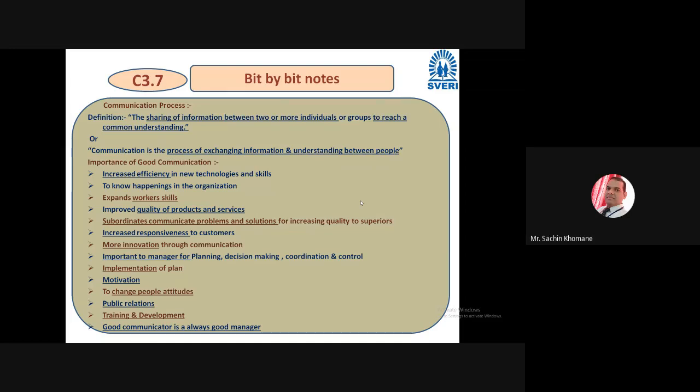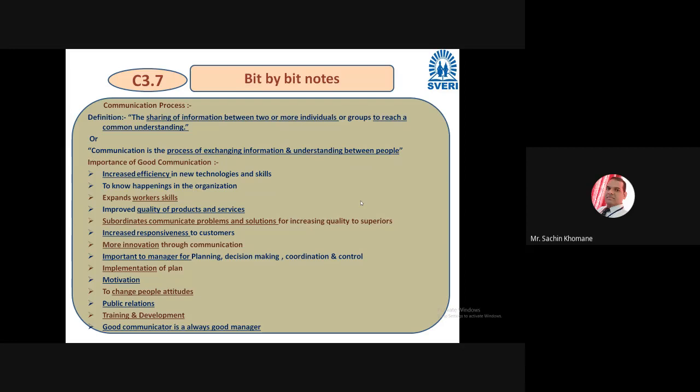Also, subordinates communicate problems and solutions to the supervisor for increasing quality. That problem in the organization, or solution in the organization, should be communicated to somebody, maybe a supervisor, right, or a superior. Any superior above you in your organization, you should communicate any problem or solution to. That's why this communication process is very important in the organization.